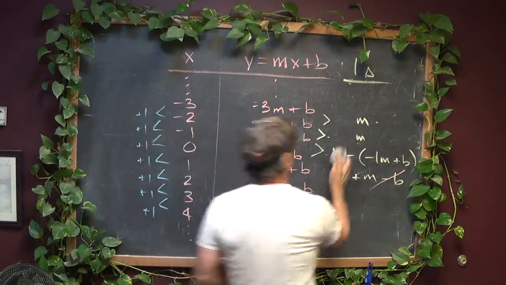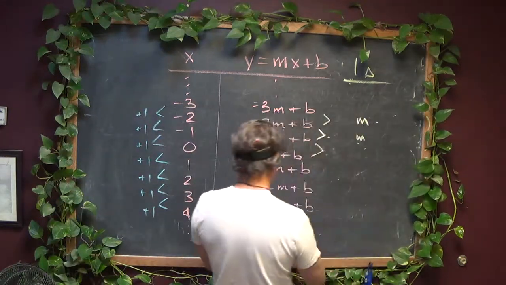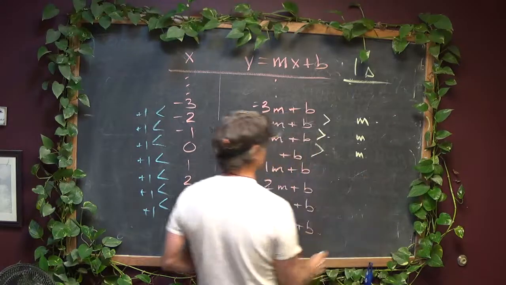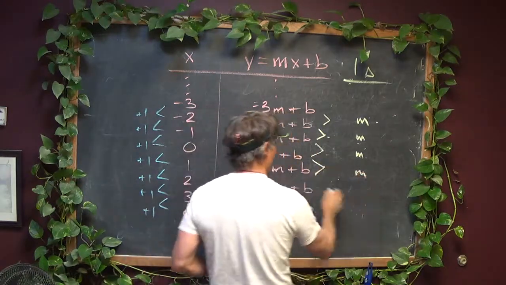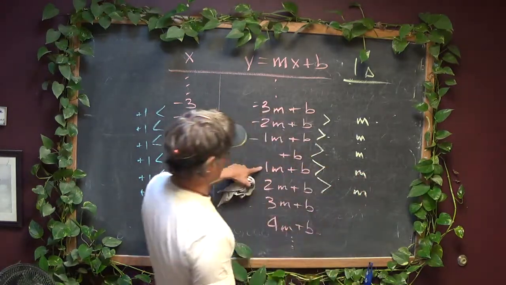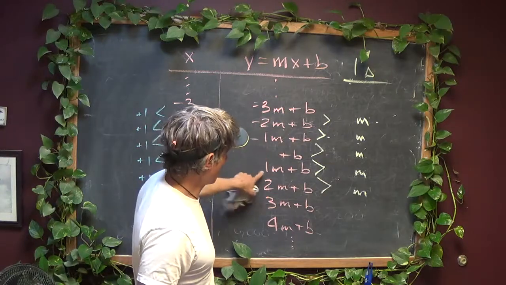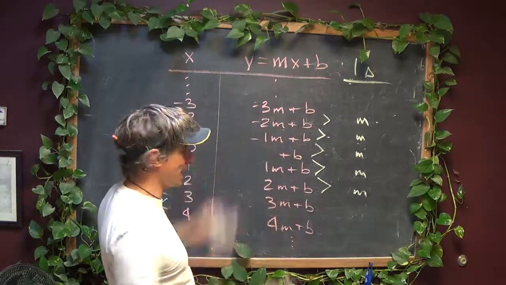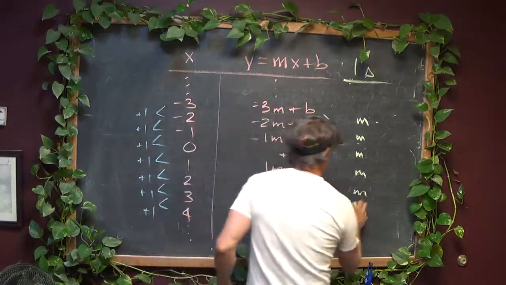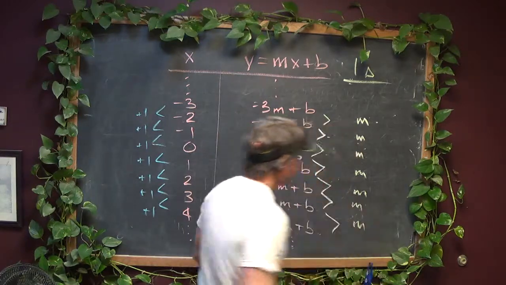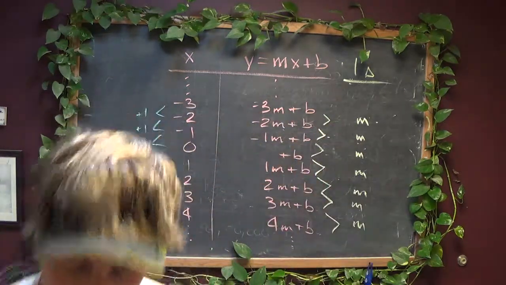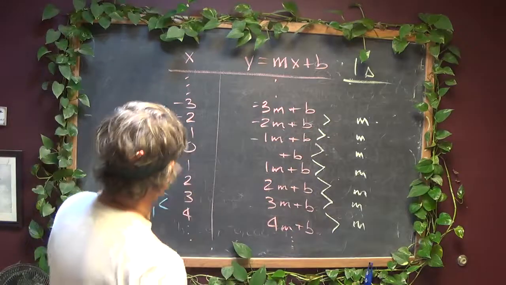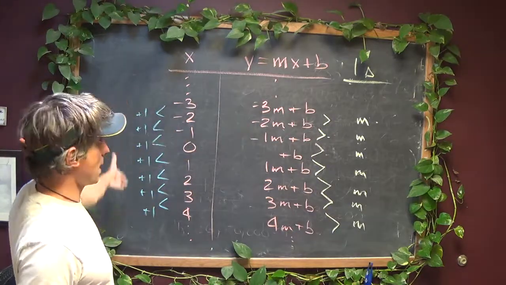And no matter what you do, all the way down, the change is going to be m. This one's the nicest one of the whole lot right here. You do 1m plus b minus b. 1m is left. But it doesn't matter. You're always going to get m. You're always going to get that slope so long as these are changing by 1.